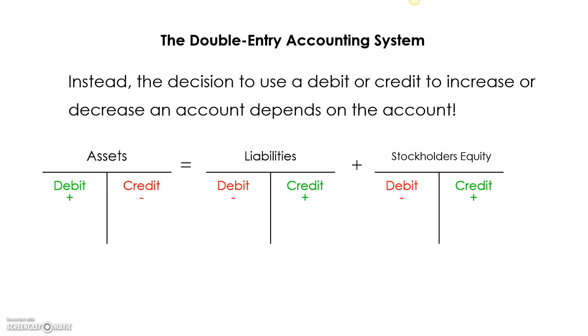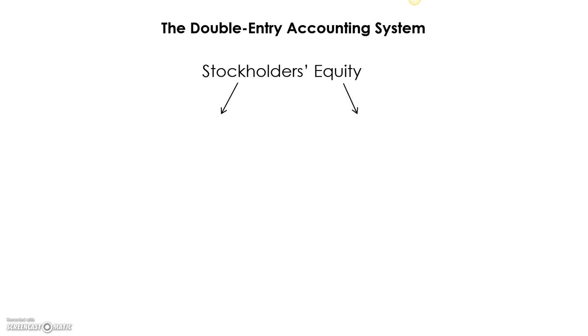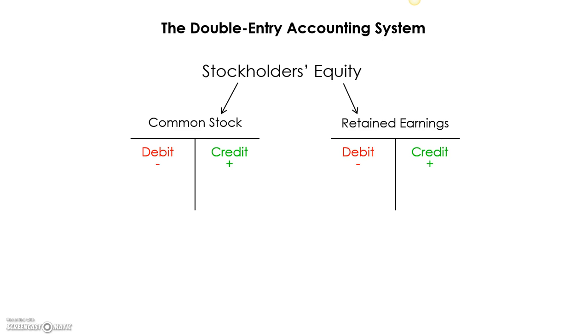Stockholders' equity increases on the credit right side and decreases on the debit left side. If you recall, stockholders' equity has two components to it, common stock and retained earnings. And you can see both of these accounts increase on the credit right side and decrease on the debit left side, following the rules of debits and credits and how they apply to these different categories.